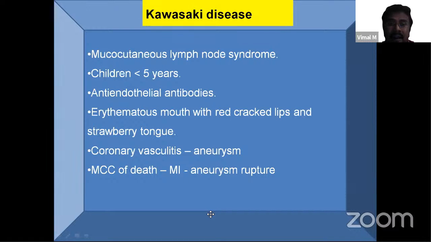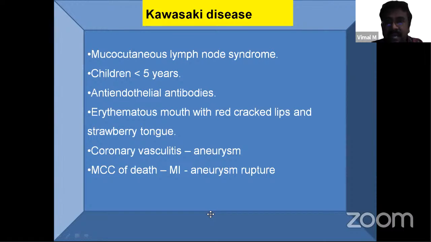Okay, and coronary vasculitis, actually Kawasaki disease in a child involves the coronary artery. So coronary vasculitis is a common event, and aneurysm. And remember, the most common cause of death is myocardial infarction.